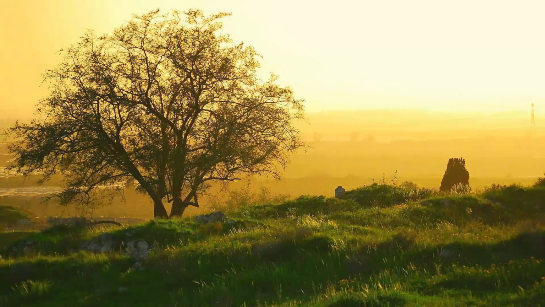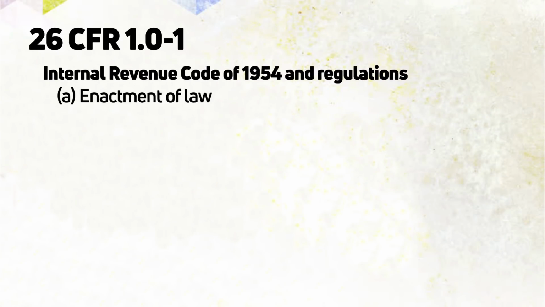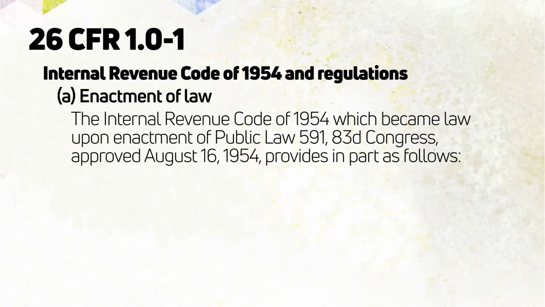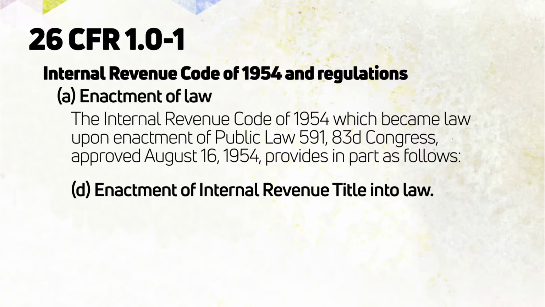Here's what's stated in regard to the enactment date. The Internal Revenue Code of 1954, which became law upon enactment of Public Law 591, 83rd Congress, approved August 16, 1954. This implementing regulation goes on to discuss several aspects related to the citation regarding the heading Internal Revenue Title, which may be cited as the Internal Revenue Code of 1954, publication in the United States Statute at Large, and cross-reference. Where it becomes extremely interesting is in subsection D, pertaining to enactment of Internal Revenue Title into law.